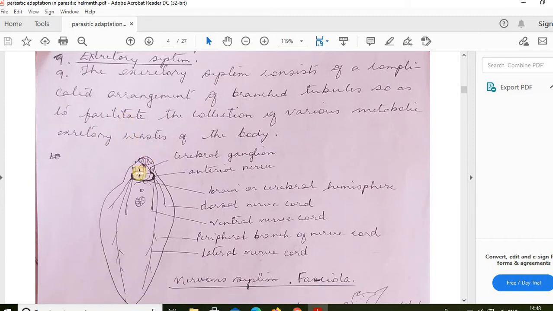So this is the oral sucker, this is the muscular pharynx, and you'll see these are the cerebral ganglia, a tuft of nerves or a connective nerve. So they have the lateral nerve cord, this is the ventral nerve cord, and these are the dorsal nerve cords. The lateral nerve cord is a little bit better developed than the others. So this is the gonopore and this is the acetabulum or the posterior sucker where it adheres to the body of the host. Okay, then the excretory system. The sense organs are not well developed, and the brain is not well developed either.